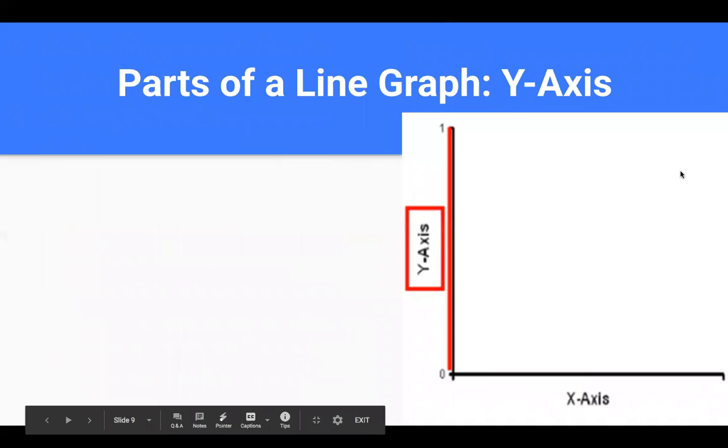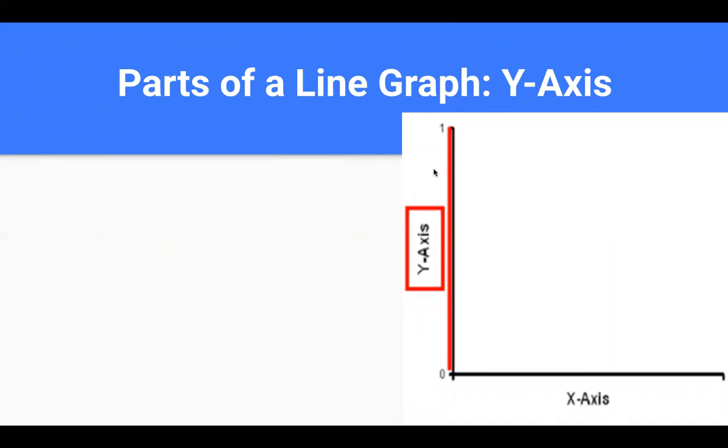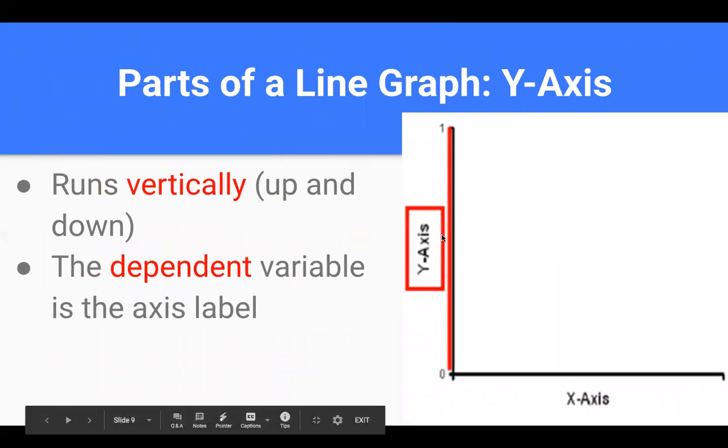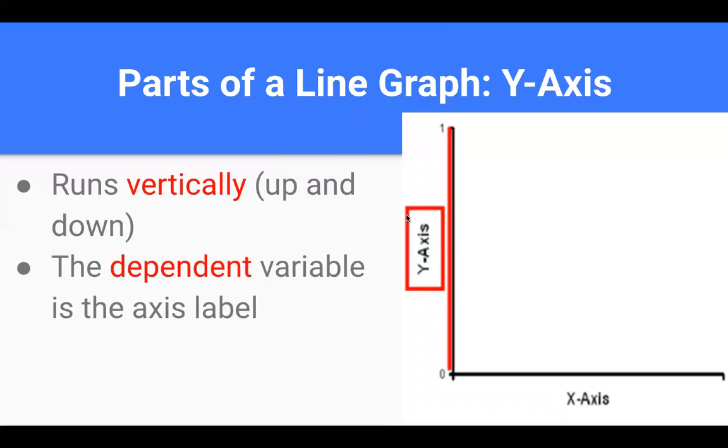So let's take a look at some parts of a line graph. First, we're going to look at the y-axis. So this y-axis runs vertically. That means it goes up and down. And we typically take the dependent variable from our lab and use it as the axis label.